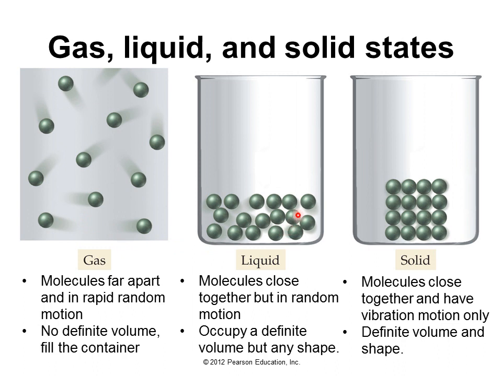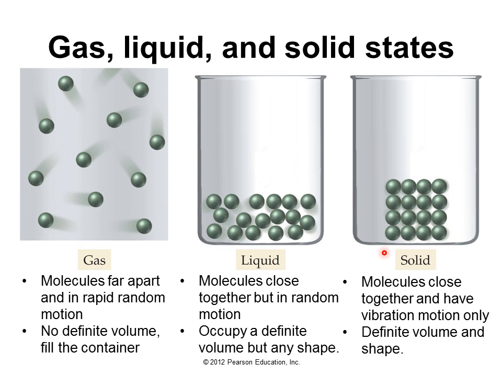The liquid state, the molecules are fairly close together, and they're in random motion, and they can slip and slide over one another. And they occupy a definite volume, but they can take the shape of the container.